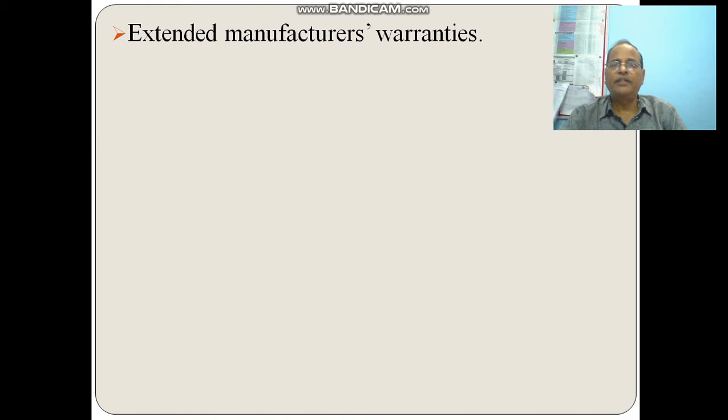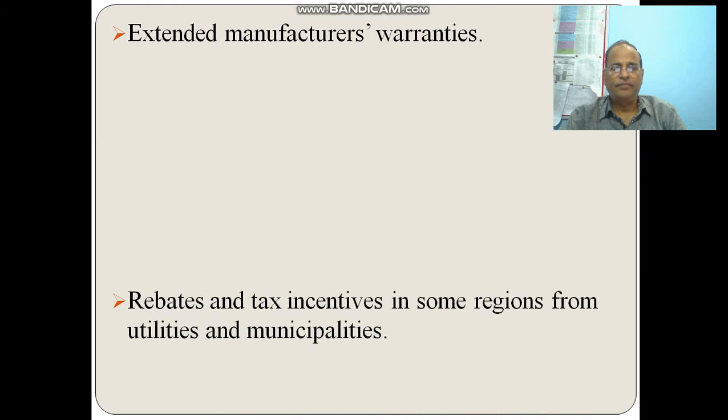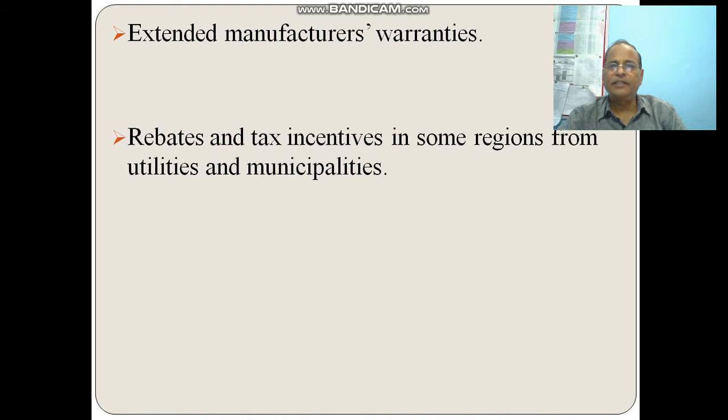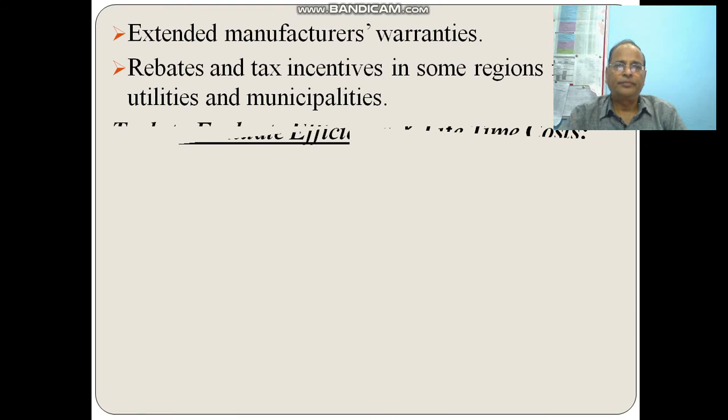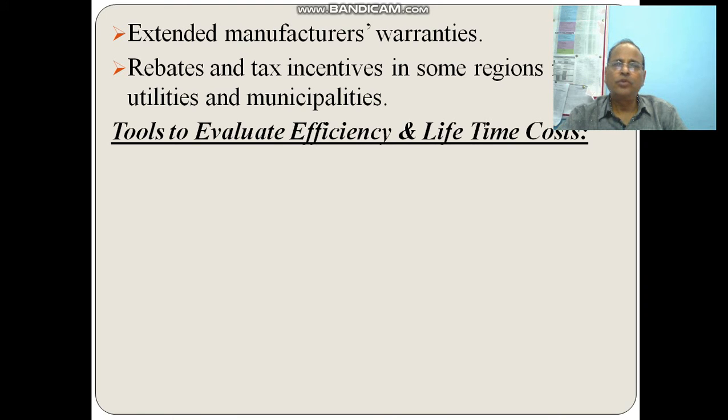Extended manufacturer's warranties. Rebates and tax incentives in some regions from utilities and municipalities. Tools to evaluate efficiency and lifetime costs.